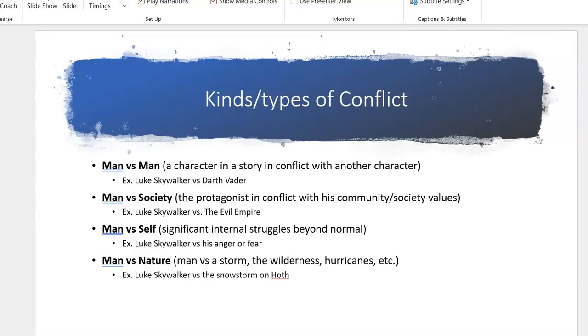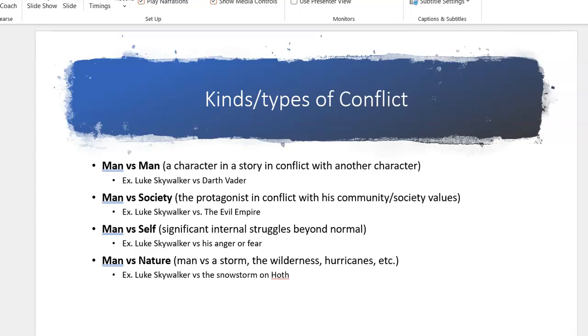And then a good example of man versus nature is because he's in conflict with the evil empire, he ends up on this planet called Hoth in a snowstorm. And for that period of the plot, that particular part of the storyline, he's not having a lightsaber duel with Darth Vader. He's not even fighting the evil empire.